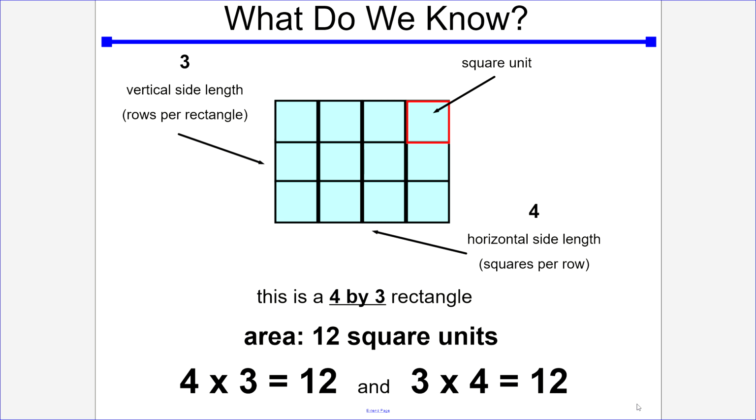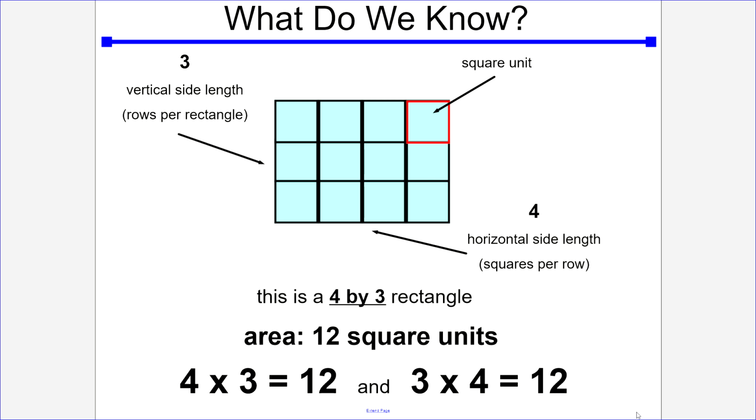So let's put it all together. What do we know? We know that each of these are square units. We know that the horizontal side length, or the number of squares per row on this rectangle, is 4. We know that the vertical side length, or the number of rows per rectangle, is 3. So we would say that this is a 4 by 3 rectangle with an area of 12 square units. We also then know that 4 times 3 equals 12, and 3 times 4 equals 12.